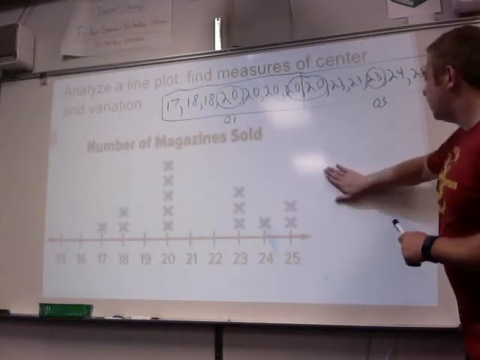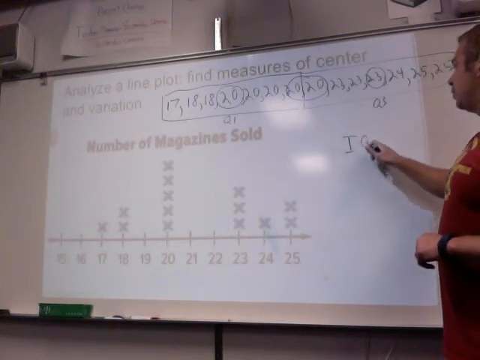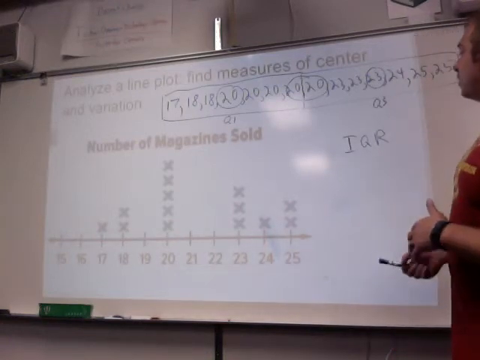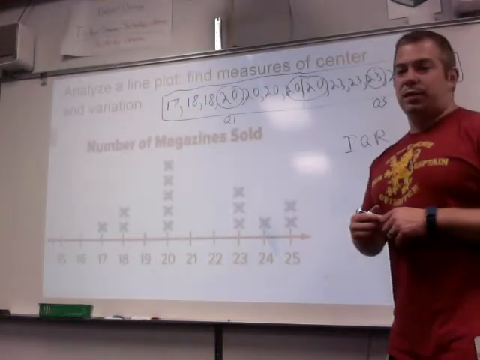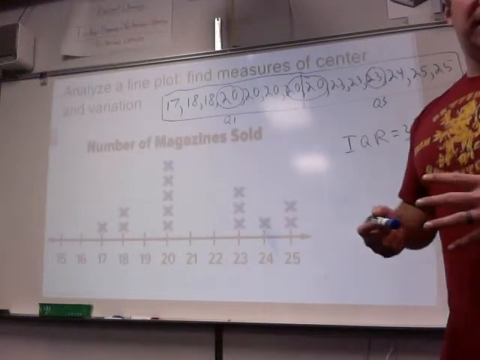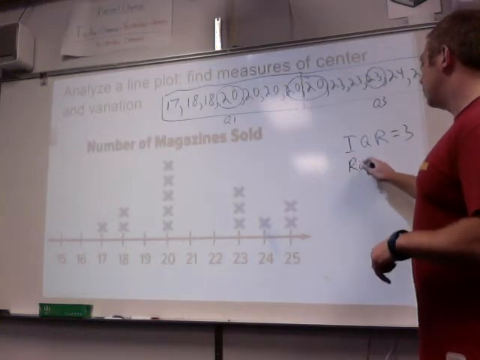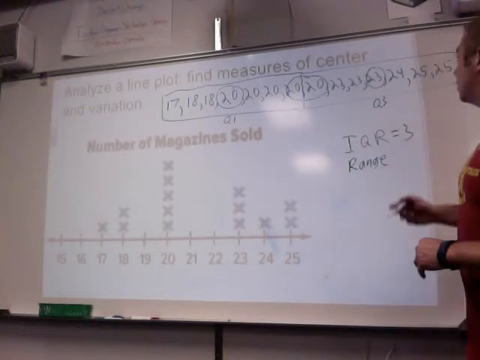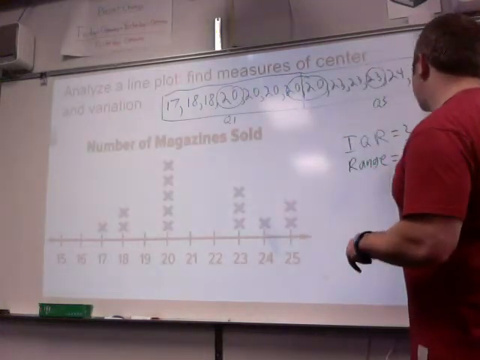Let's find the interquartile range, or IQR. If you remember from last chapter, to find the IQR, it's the difference between quartile 1 and quartile 3. 23 minus 20 equals 3. Okay. Now, what's next? We need to find the range as well. We're finding all measures of variation. We have our IQR already. Let's do the range. 25 minus 17 equals 8.